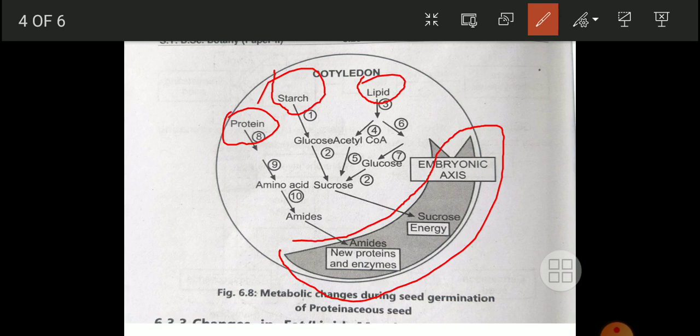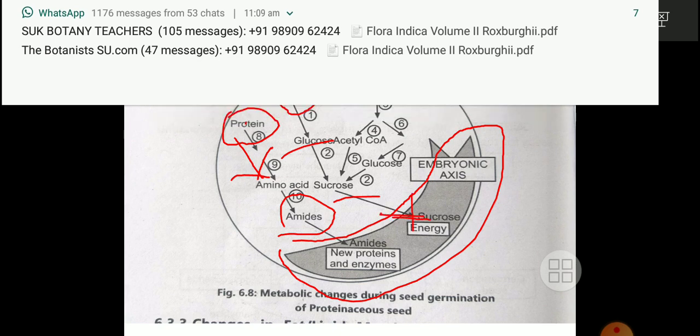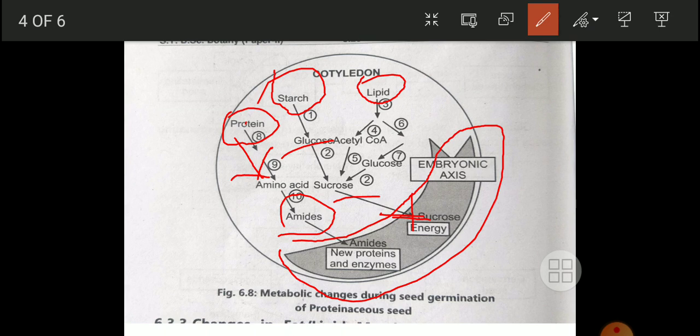Here protein is converted into amino acids. As I have already said, amino acids are the backbone of proteins. Proteins are already synthesized, but here the reverse takes place. Amino acids become amides, and those amides are used for new protein synthesis and the enzymes required for the developing embryo of the seed into a plant, for the growth of the embryo. Again, starch is converted into glucose, and glucose is converted into sucrose, and that energy is used by this embryonic axis, because without energy it is very difficult for the embryo to grow.